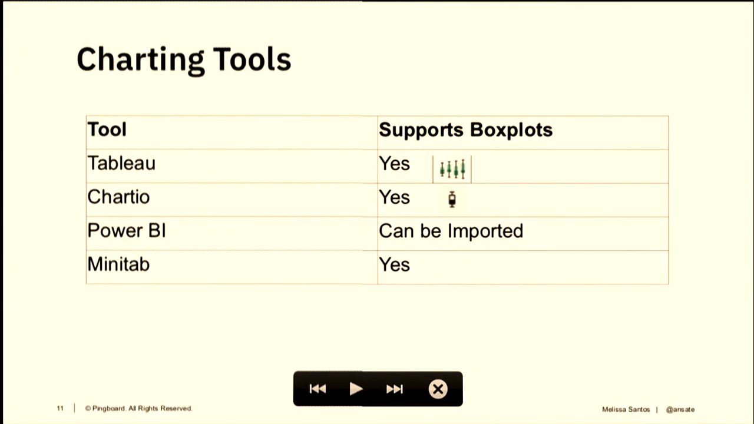I've not ever gotten to use Tableau, so I don't know how great they are, but there's boxplots, so they gotta be pretty great. Chartio is the one I use at work, and it has boxplots, thank goodness, or I'd have to go out to Python all the time. Someone on Twitter brought up Power BI, and I looked into it, and they don't have boxplots by default, but they can be imported.